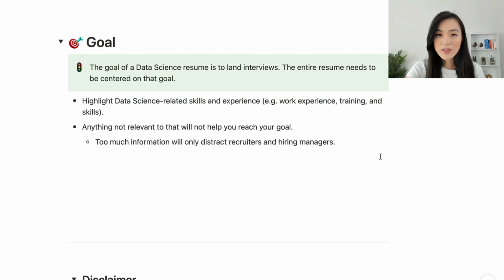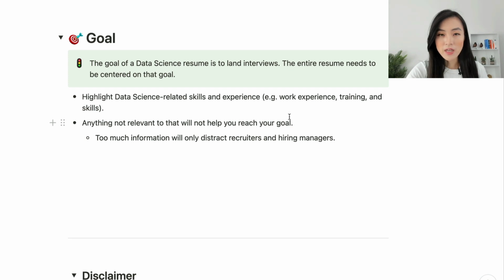The goal of a data science resume is to land interviews. The entire resume needs to be centered on that goal. What this means is that we want to highlight data science related skills and experience, such as your work experience, the trainings you have done, and skill sets you have that are relevant to data science. Anything not relevant to that will not help you reach your goal. And putting too much information will only distract recruiters and hiring managers.